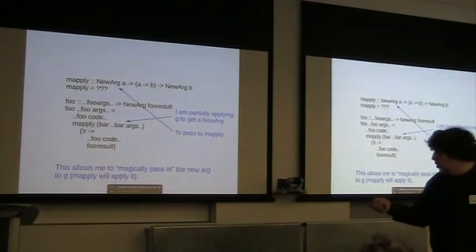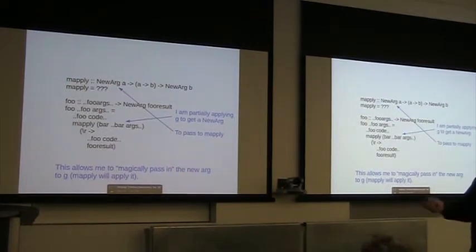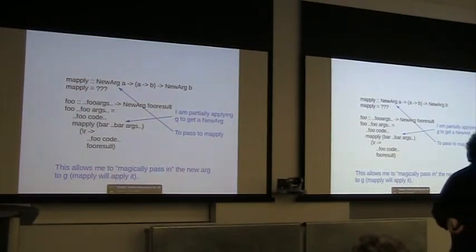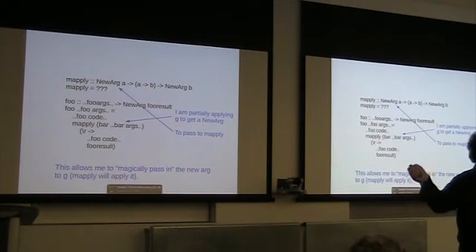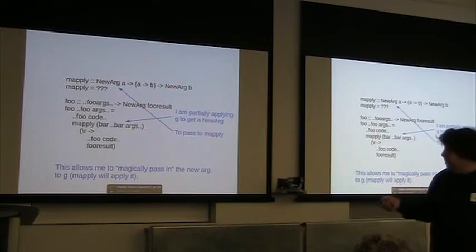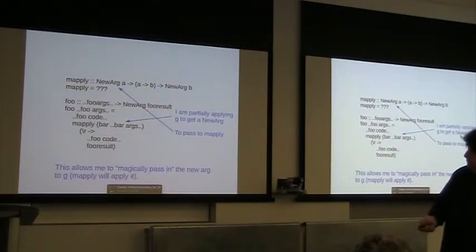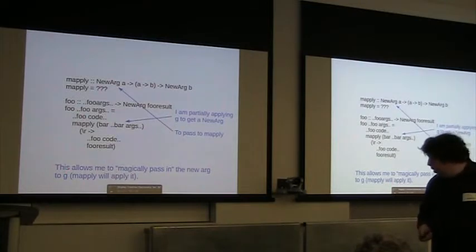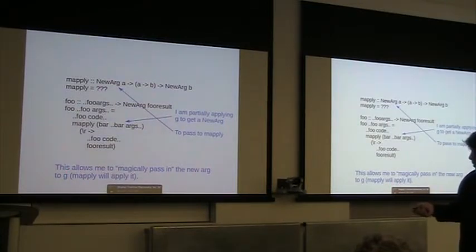Okay. So I'm partially applying, and I got a typo here. I renamed the functions and I didn't get all of them. Bar was originally called G and I decided that was a bad name, so I changed it. So I'm partially applying bar to get a new arg. But remember, a new arg is just the last argument we need to apply to get to the result. Right? And we're passing it to mapply. I'm still calling it G down here, I apologize. So mapply will actually pass the value in.